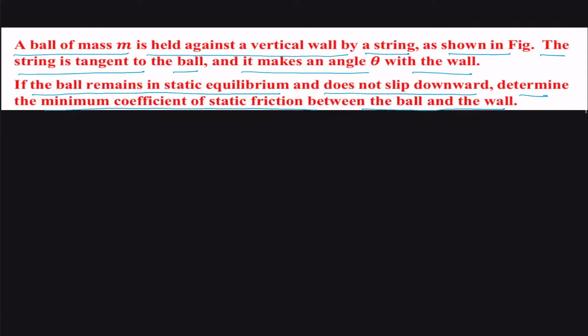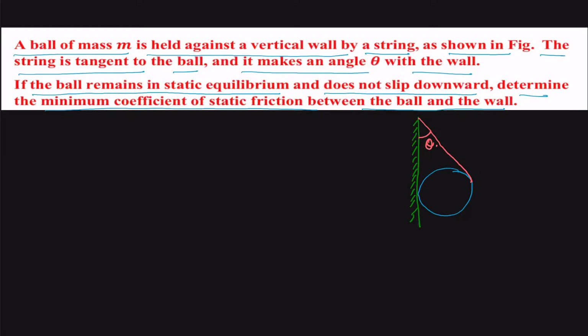So let us draw the figure first of all. We have a wall, and against this wall a ball is just touching it, and we have a string which is acting as a tangent to this ball. It is making an angle of theta with the vertical. So this is a basic figure as per the question.